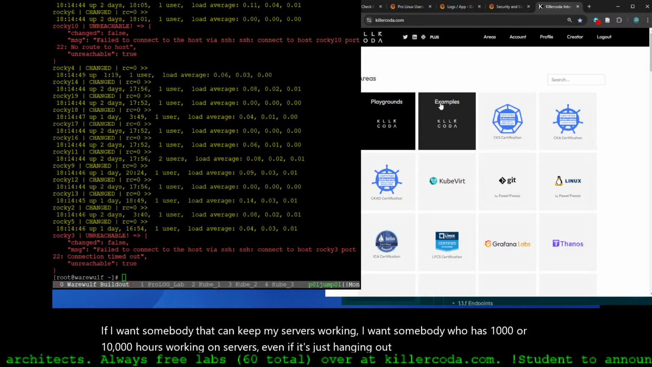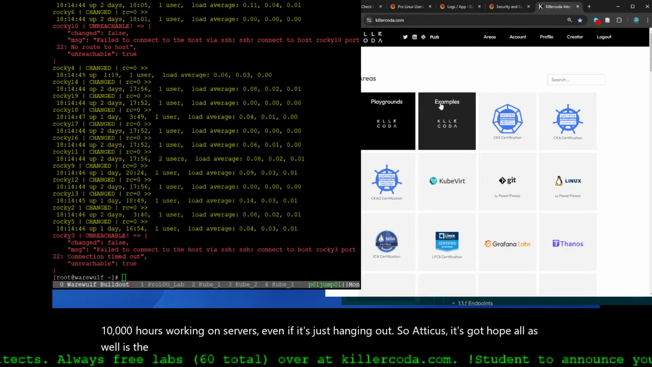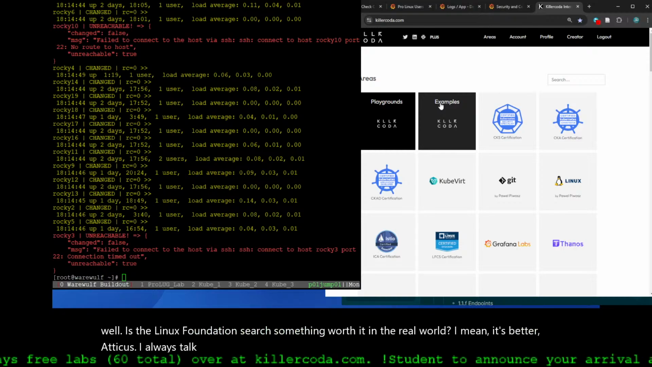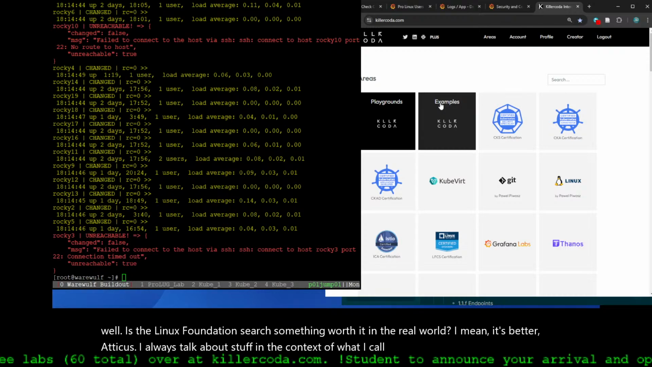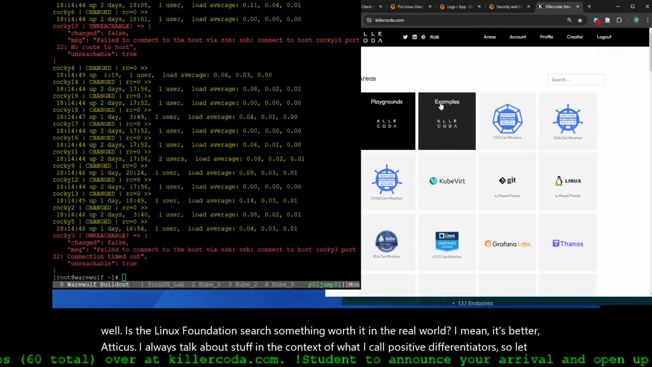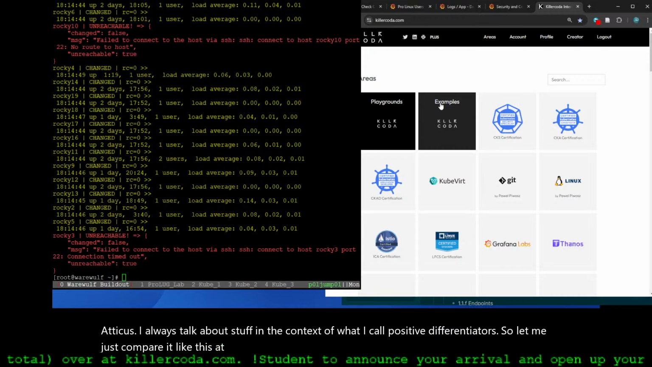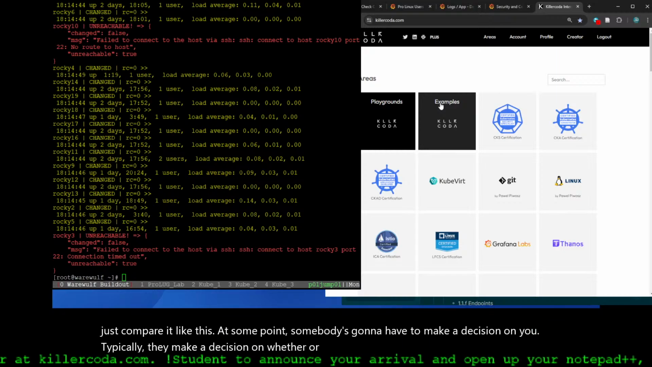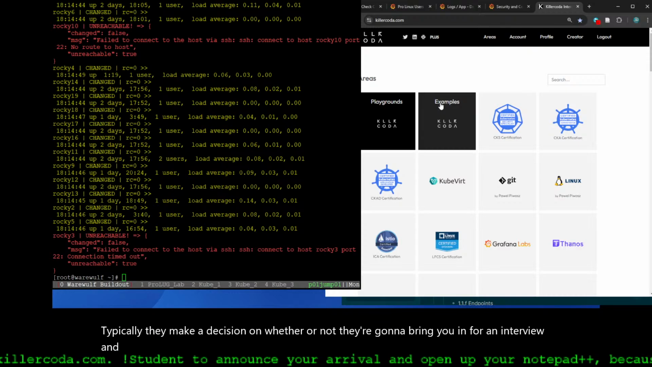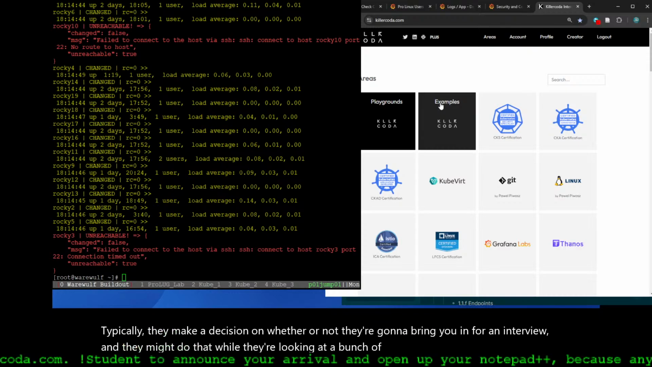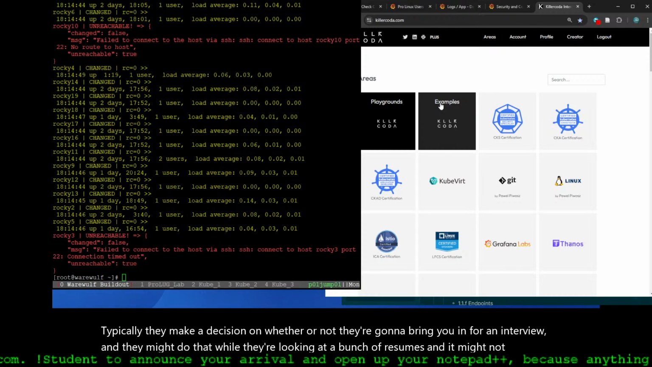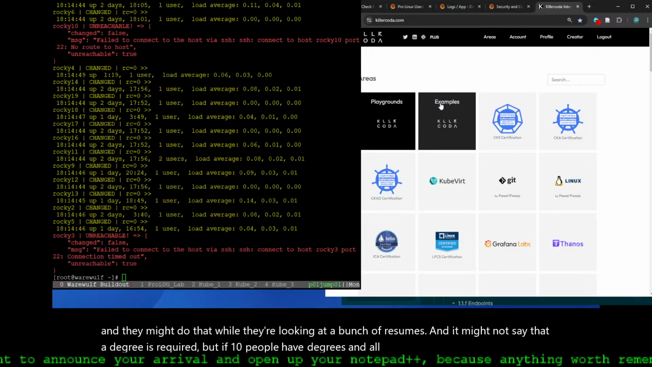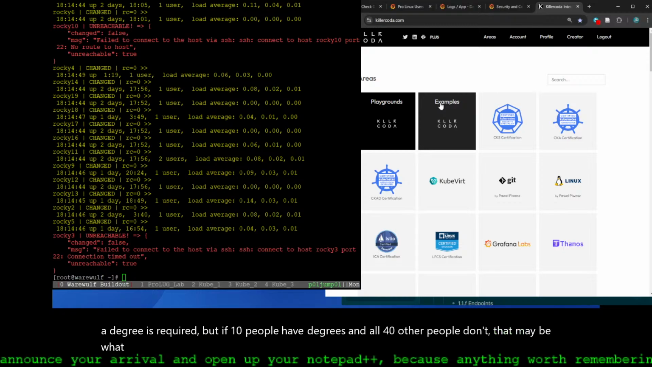So, Atticus said, Scott, hope all's well. Is the Linux Foundation cert worth it in the real world? I mean, it's better. Atticus, I always talk about stuff in the context of what I call positive differentiators. So let me just compare it like this. At some point, somebody's going to have to make a decision on you. Typically, they make a decision on whether or not they're going to bring you in for an interview. And they might do that while they're looking at a bunch of resumes. And it might not say that a degree is required, but if 10 people have degrees and all 40 other people don't, that may be what they cut on. So that's a positive differentiator.